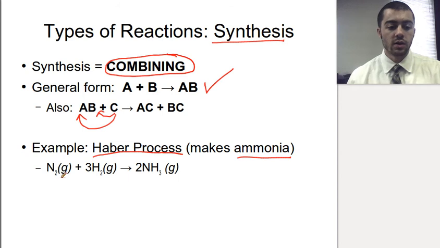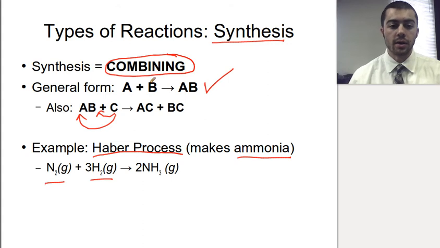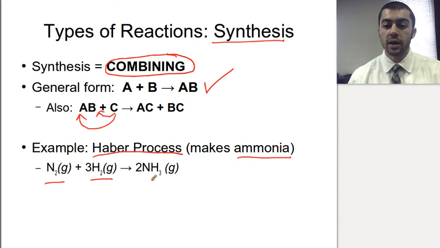So if we look at this, we have nitrogen and hydrogen combining to make NH3. Originally the nitrogen and the hydrogen are separate, and then we combine them because synthesis is a combination. We combine them to make NH3. So what you need to know about synthesis is that it's a combination. We're taking two things, combining into one.